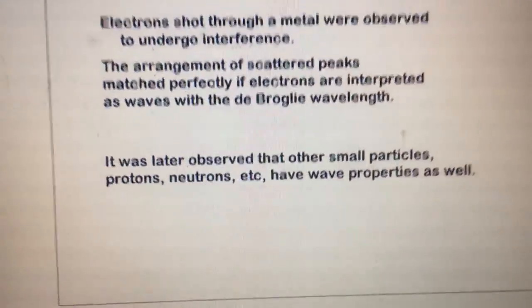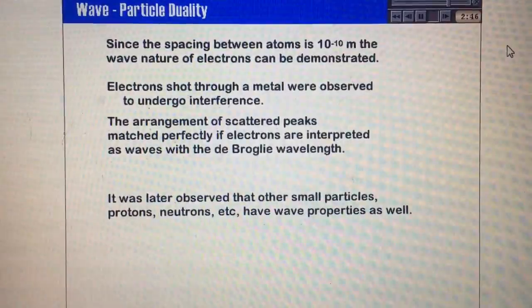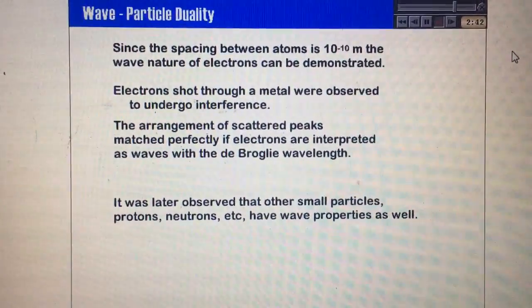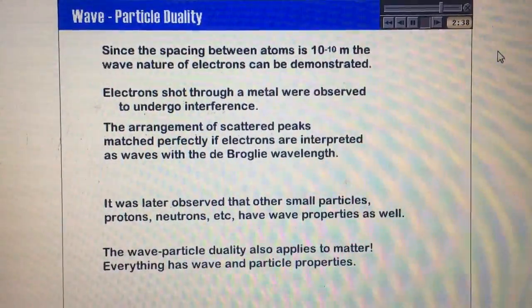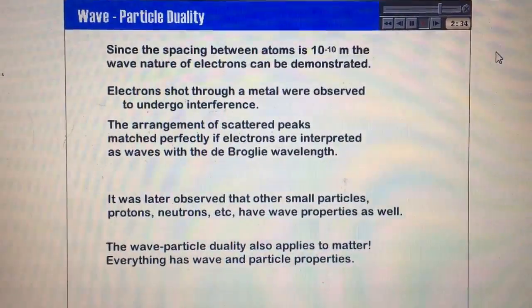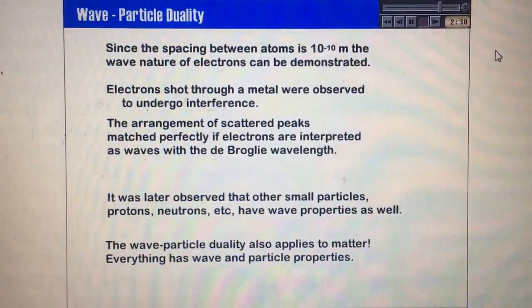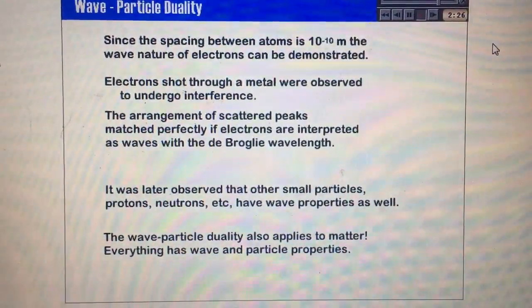It was later observed that other small particles, protons, neutrons, have wave properties as well. And when you get to large particles, it gets very hard to demonstrate it because the wavelength gets so small. So what we've seen is that the wave-particle duality extends from light to all matter, everything. Everything needs to be viewed in this dual way, depending on how we look at it. So everything has wave and particle properties depending upon the experiment.